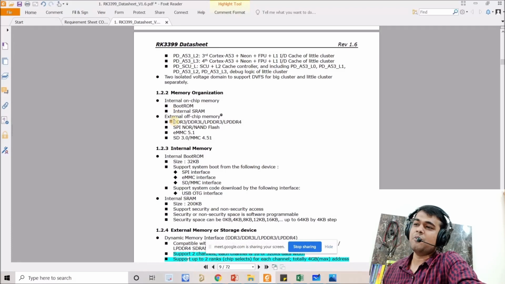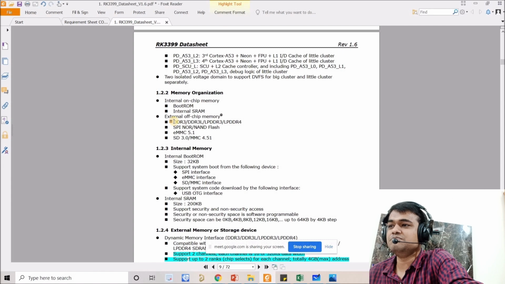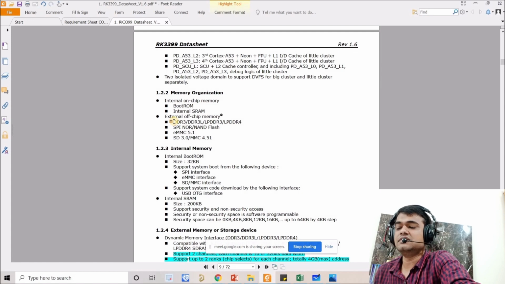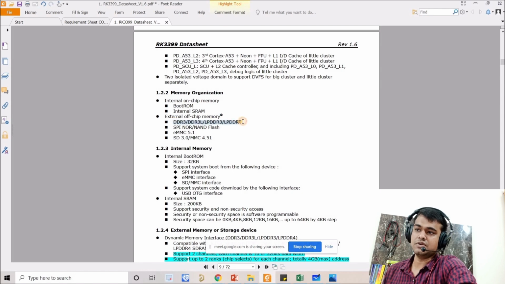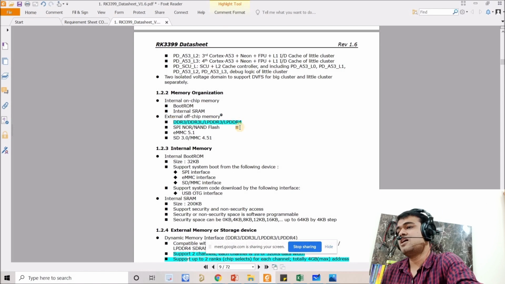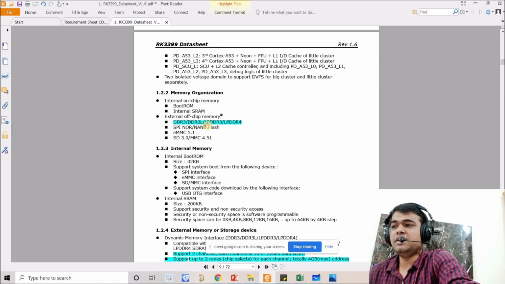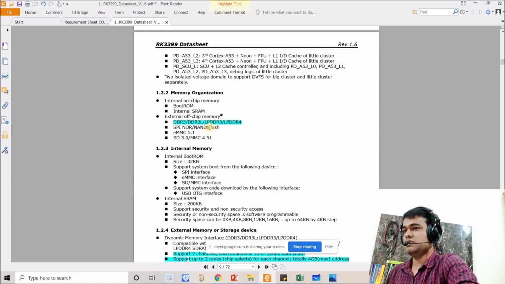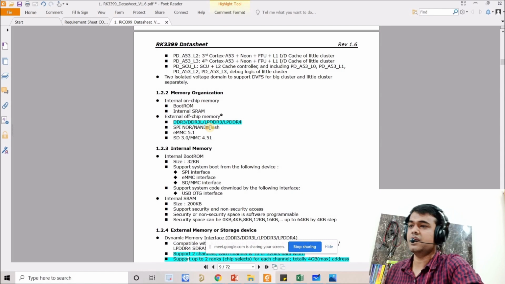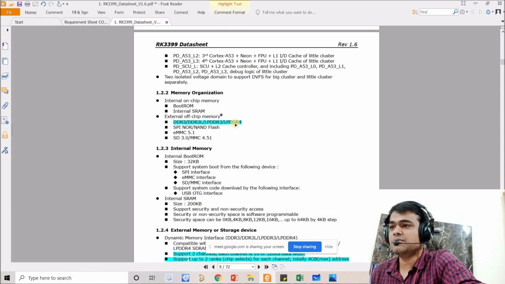Now, a very popular topic that we're going to discuss is external off-chip memories. Here you can see a few interfaces mentioned, right? Double data rate interfaces: DDR3, DDR3L, LPDDR3, LPDDR4. That means our processor, the RK3399, supports only these DDR interfaces. If you go for DDR or an earlier version of DDR, you can't integrate it because of the internal architecture or internal design at the system-on-chip level. So only these DDR interfaces are supported.